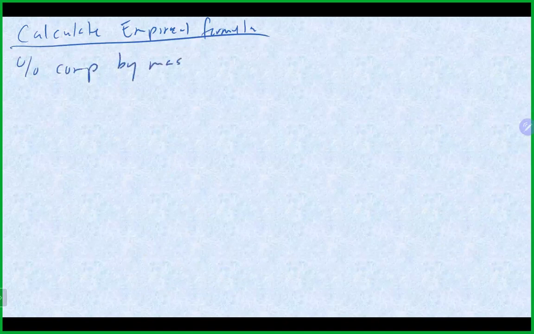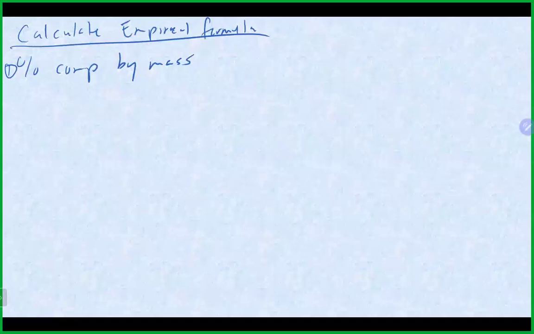So to calculate your empirical formula, a lot of times you are given the percent composition by mass, like we just talked about there. So a lot of times you're given that. And whenever we have a percentage and you want to kind of turn percentages into sort of usable numbers, a lot of times we assume, in this case, 100 grams.